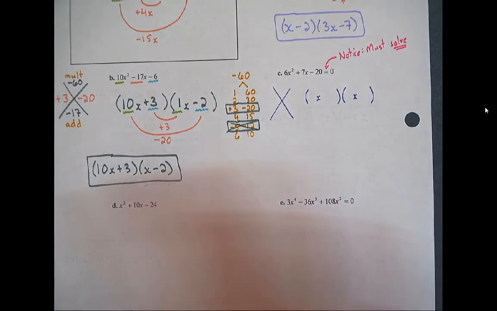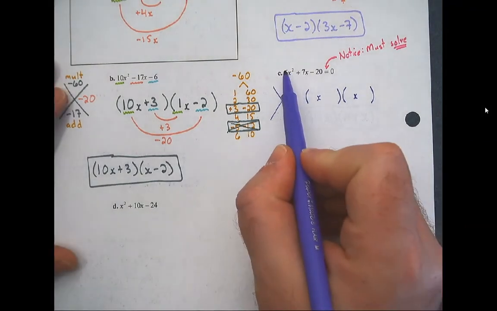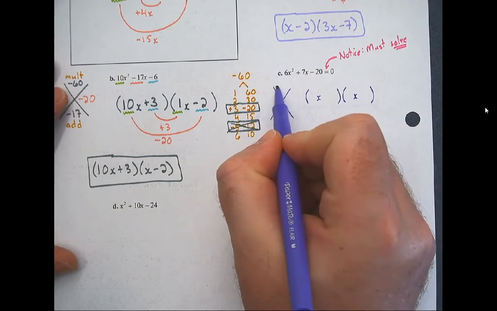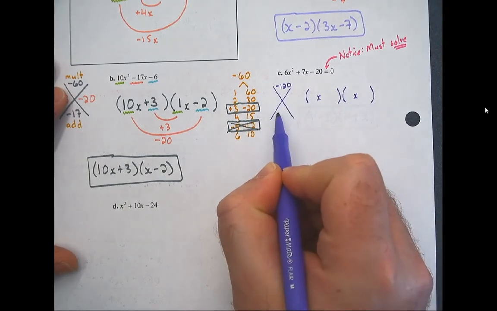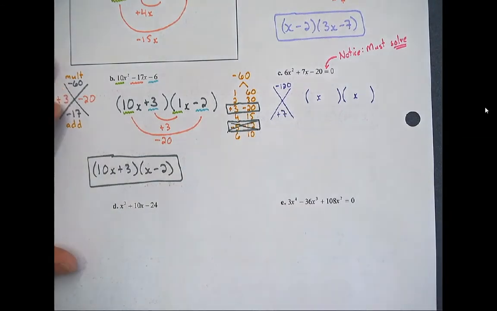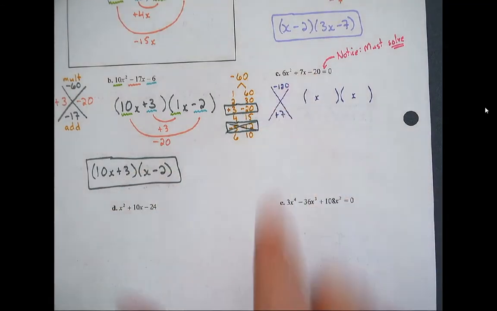So that's how every problem starts off. I might as well put my multiply in there too. 6 times negative 20 is negative 120. Crap, that's not going to be fun to break down. And then positive 7 goes in the middle. The middle goes on the bottom.